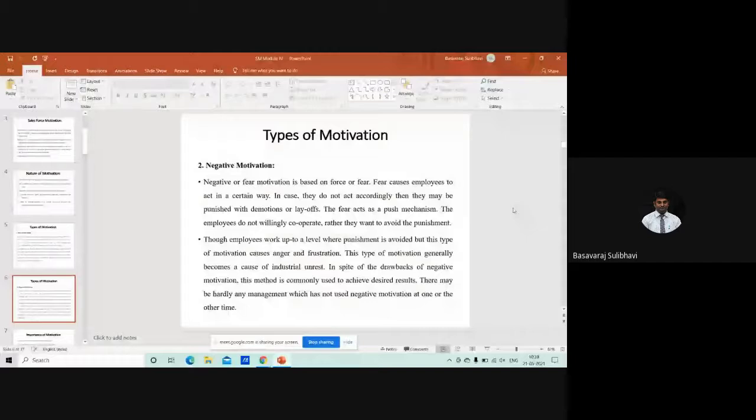And we have fear acting as a punishment mechanism, right? Here you give them a punishment. Now see, demotions or layoffs are like a punishment to them for not performing the job.